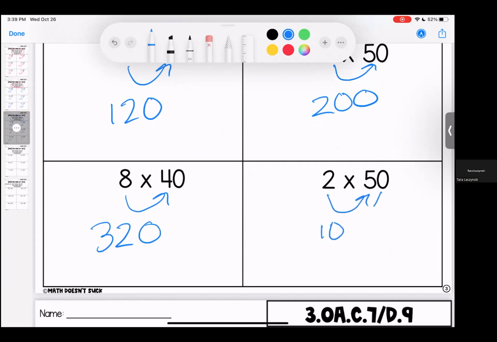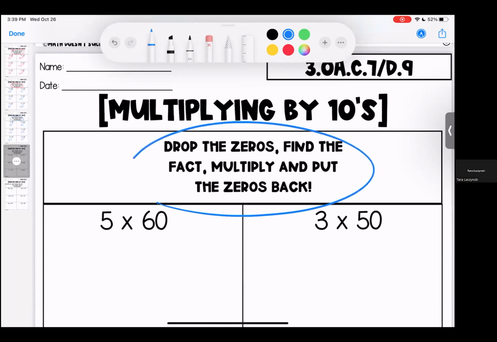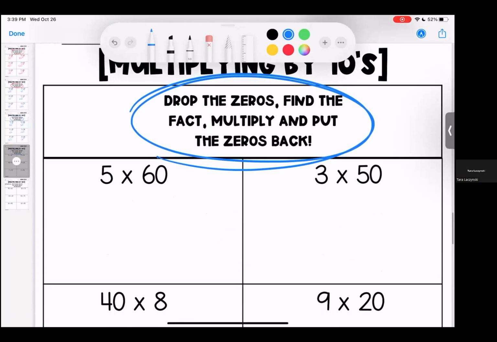2 times 5 is 10. We have a zero. 2 times 50 is 100. All right, loves, on to page number 4. Again, focusing on drop the zero, find the fact, multiply, and put it back. Here we go. 5 times 6 is 30.